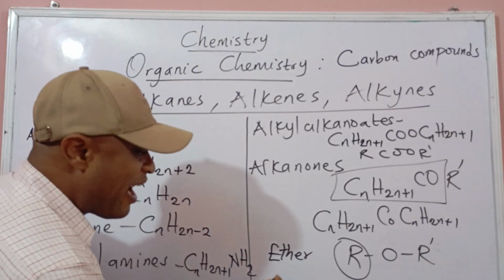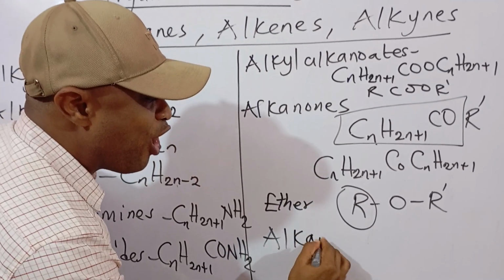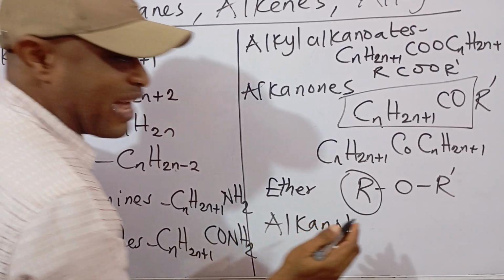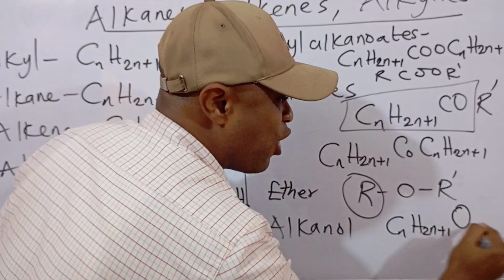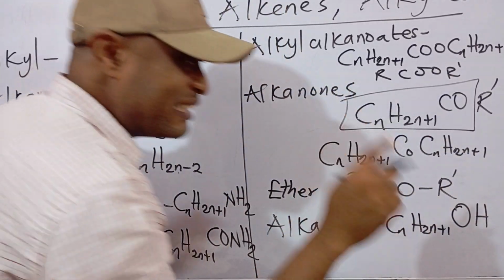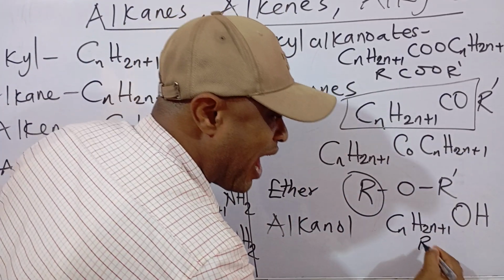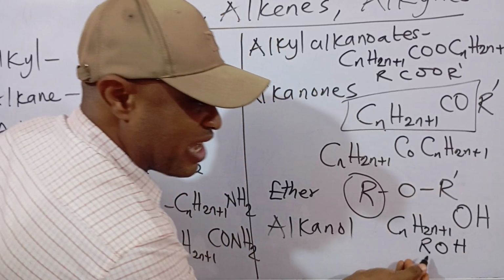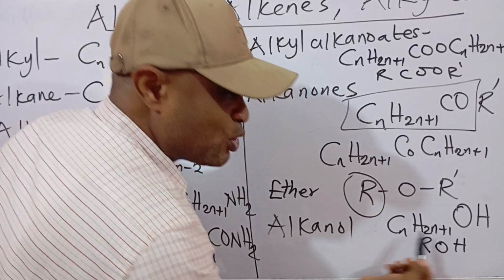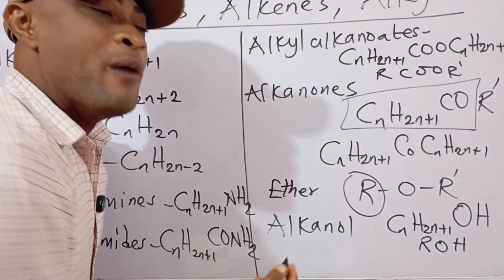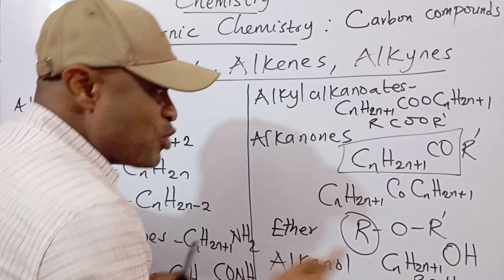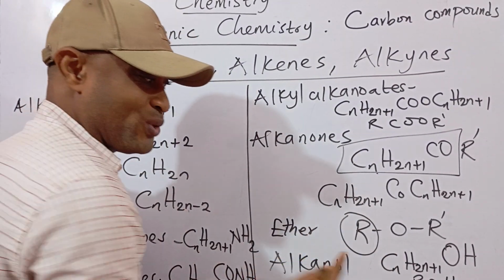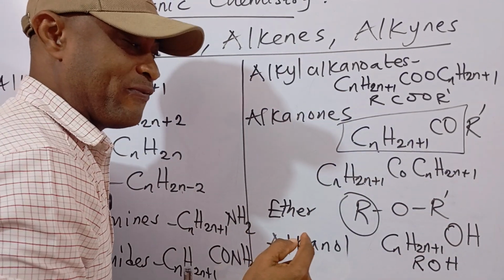Okay. Now, we also have the alkanol, a beautiful group. The alkanol, that's CnH2n+1OH. This can be written as what? ROH. Remember, I told you the R represents CnH2n+1. Isn't that true? But sometimes the exam bodies can be very crafty. You might not see ROH for alkanols.